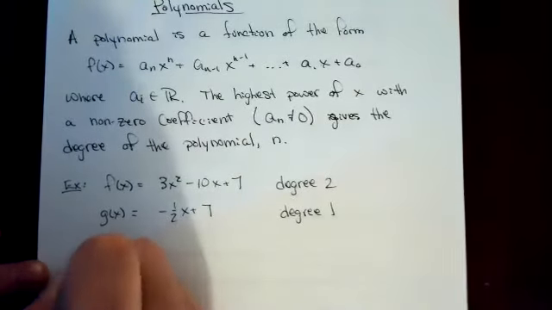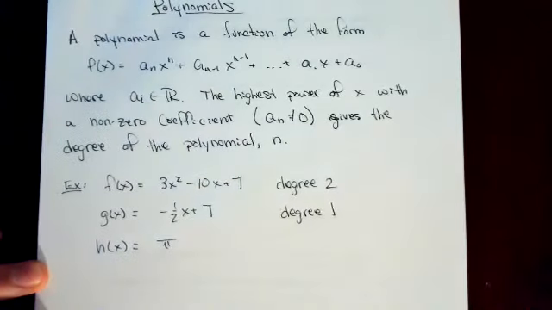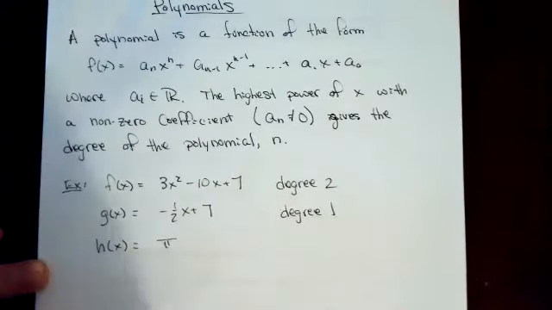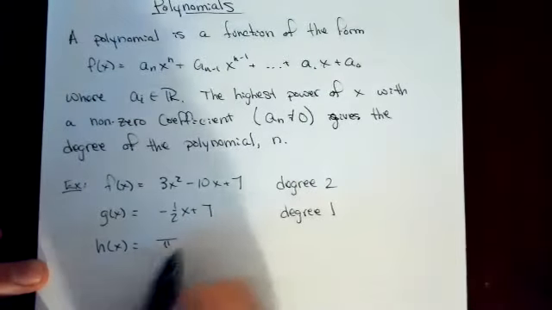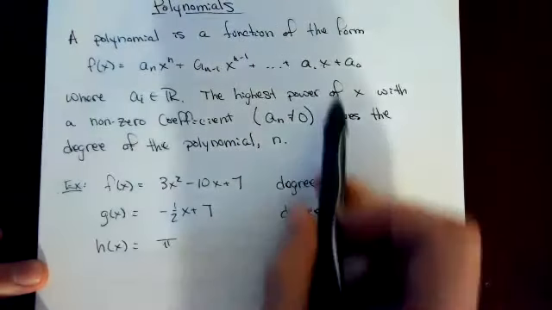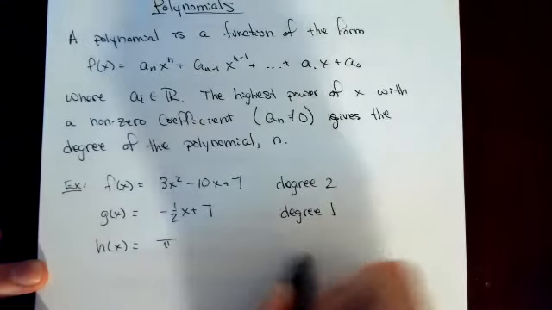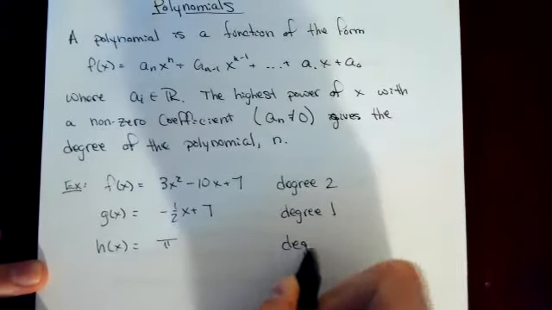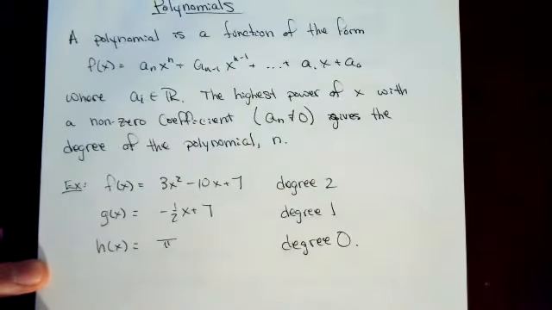We can even have constant functions. So if we have h of x is equal to pi, this is a function whose output is always the value pi. What's the highest power of x? Well, there are no x's, which it's implied that it's x to the 0, since x to the 0 is always 1. We call these constant functions, and they have degree 0.